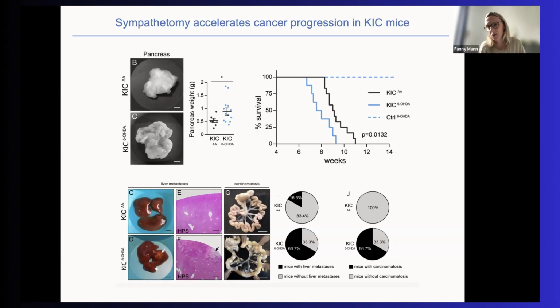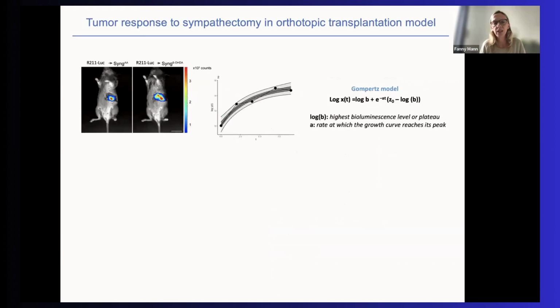These results were very surprising because in other types of cancer, the sympathetic nervous system has been found to promote the initiation of cancer, in particular in prostate cancer. So we wanted to confirm these results in another model. So we used luciferase-expressing mouse pancreatic cancer cells derived from the KPC mouse model, and we grafted these cells into the pancreas of syngeneic mice.